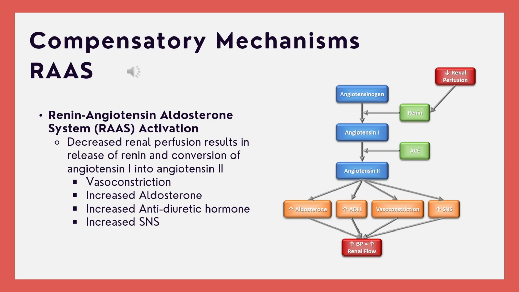So angiotensin 2 also further stimulates the sympathetic nervous system, which again is going to increase our heart rate and increase our contractility. Again, we know that this helps in the short term, but chronic SNS stimulation contributes to that tachycardia, that increased oxygen demand, and further stress on the heart.